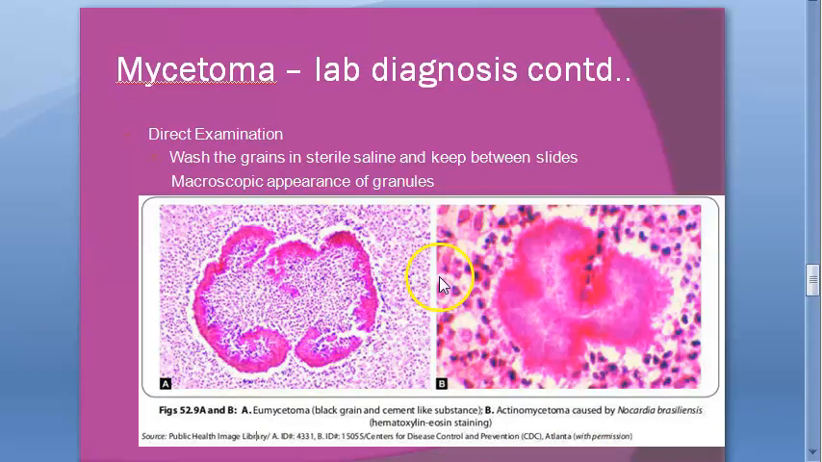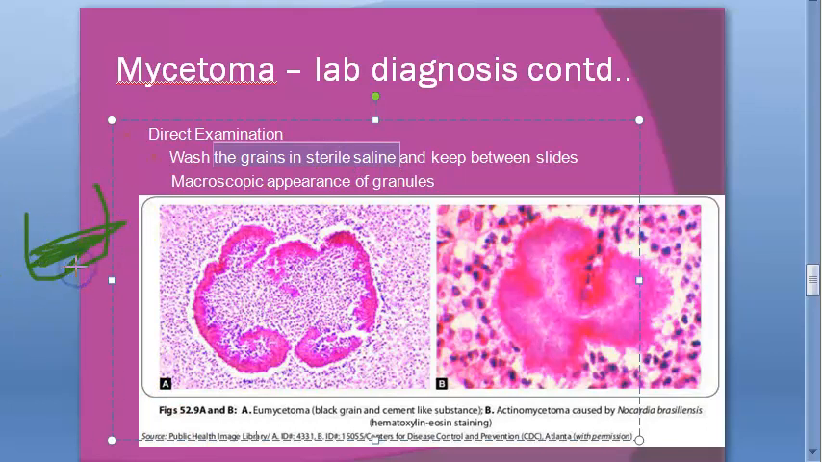Then you will do direct examination. What you will do is wash the grains. You will wash the grains in a sterile saline solution. Let us say in this bottle we collected some grains. Those grains we will wash with saline and keep between the slides, and you will observe. What will you observe in Eumycetoma? This is a Eumycetoma and this is the Actinomycetoma photo.